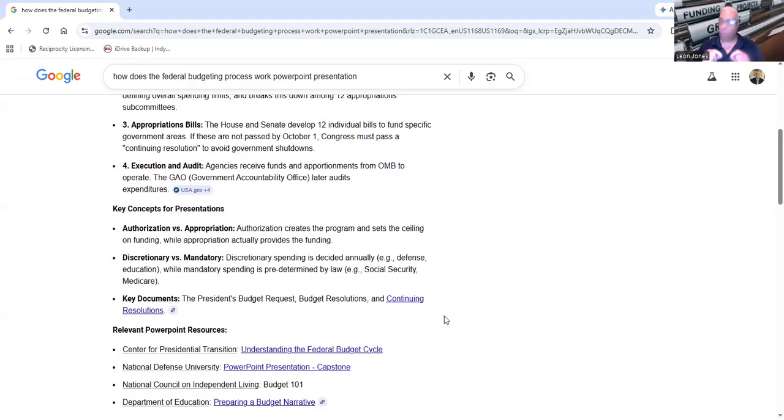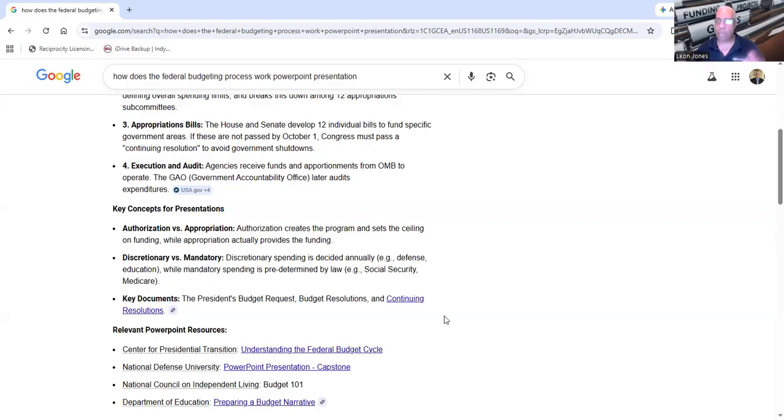Now, authorization is going to create the program, it's going to set the ceiling on the funding, while appropriation actually provides the funding. And then you have your discretionary versus your mandatory. So when you deal with your discretionary spending, that's always decided on an annual basis. And that's where your defense and your education come into play, where your mandatory spending is always determined by law. And that's where you come up with the social programs such as Medicare and Social Security.